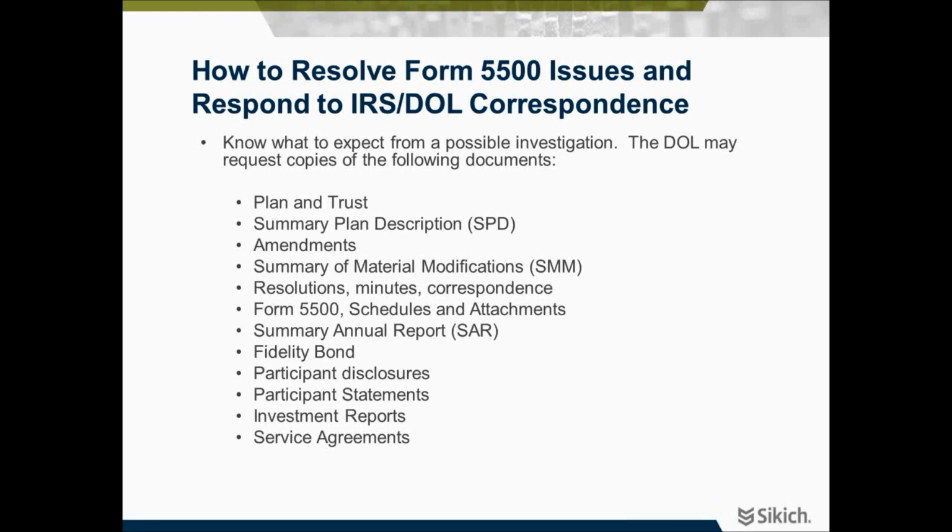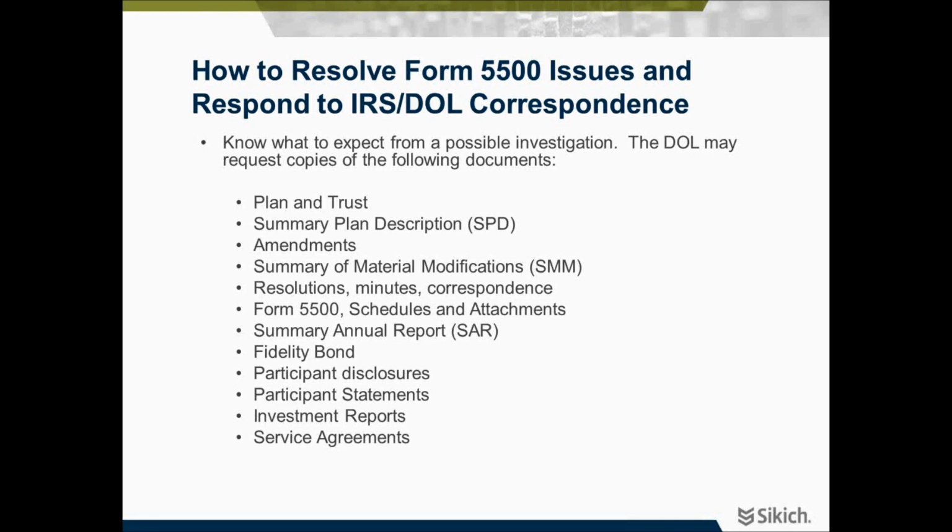They could request copies of the plan and trust. They could request copies of the summary plan description. They might be looking for amendments, a summary of material modifications, any resolutions. They'll look at Form 5500 schedules and attachments. Once they have something that they want to look for, they could ask for any of these items.